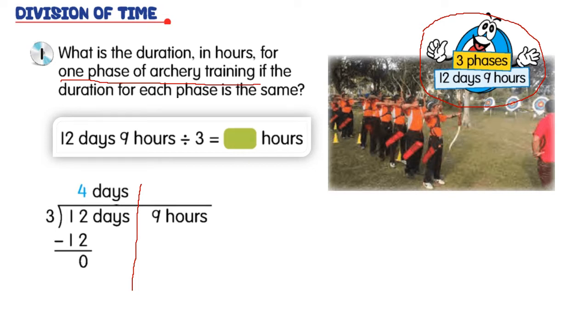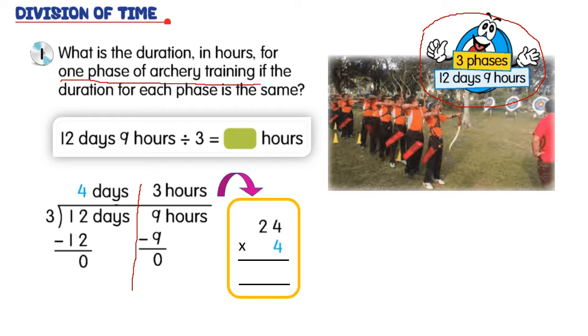Now move to the hour section. 9 in table 3 is 3. So 3 times 3 is equal to 9. Again you have to do subtraction. 9 minus 9 is equal to 0. But this answer is not finished yet, because the answer is needed in hours, and this one is in days and hours.